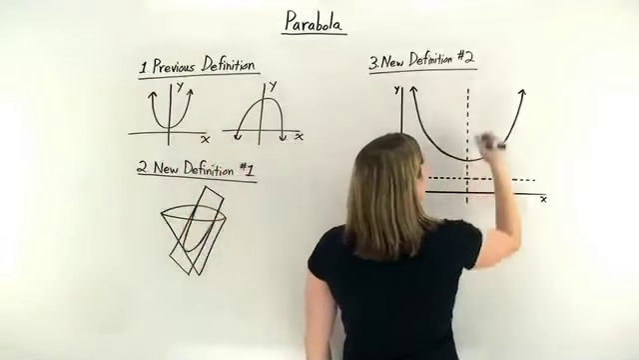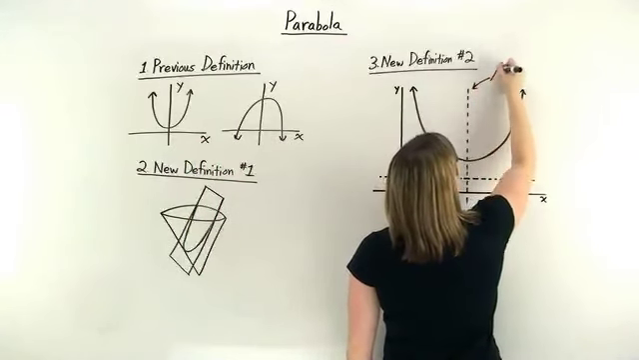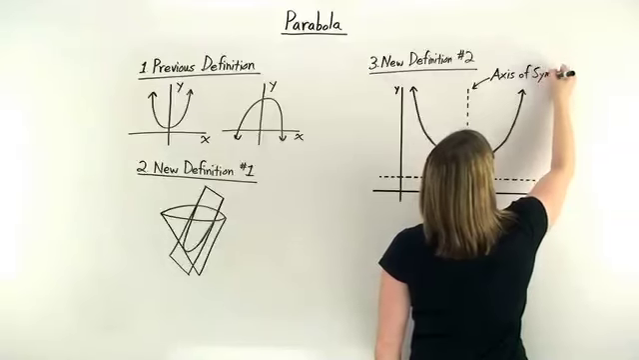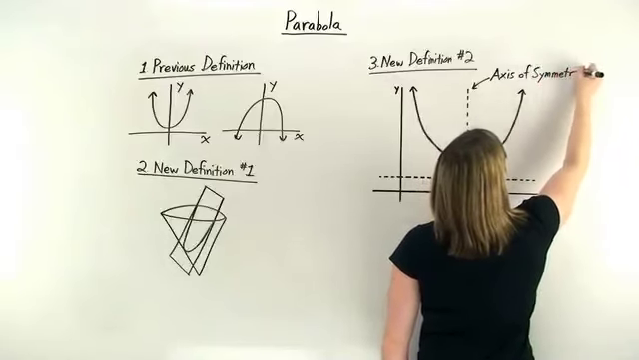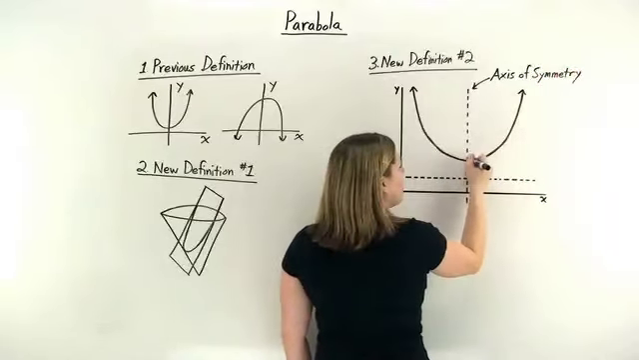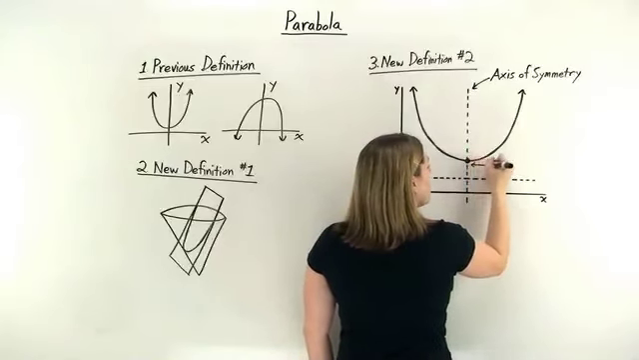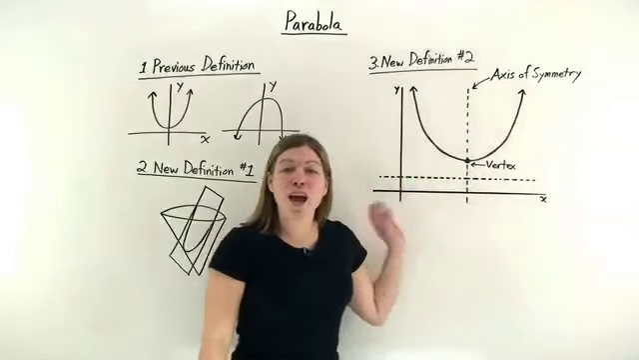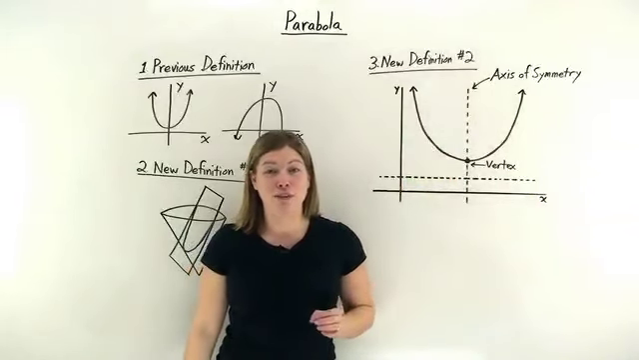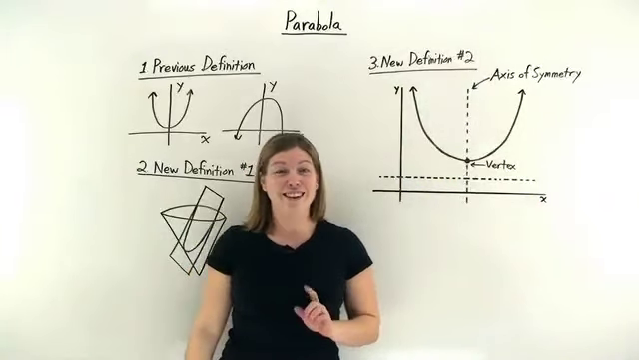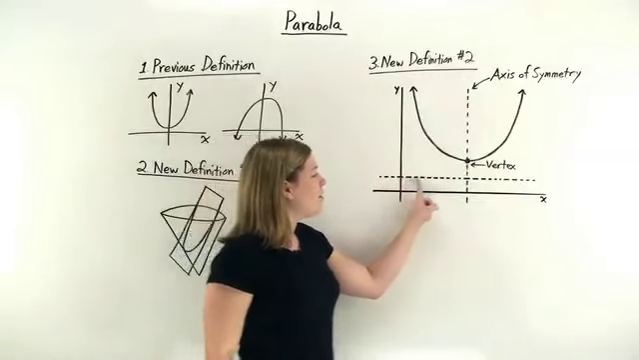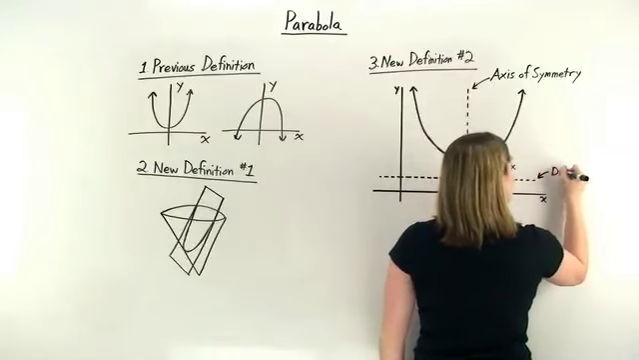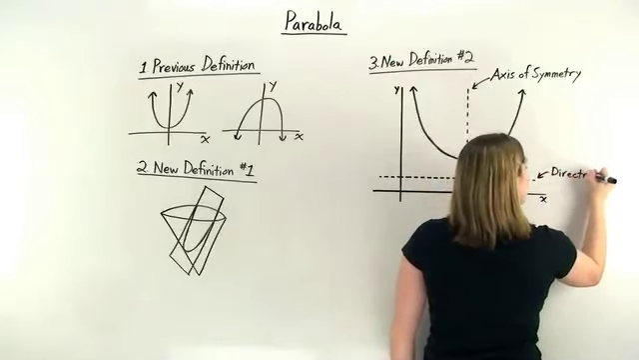This vertical line that cuts our parabola into two mirrored halves is called the axis of symmetry. Now, where the axis of symmetry meets the parabola, this point right here is called the vertex. Now, with this definition, we actually introduced a couple more terms, the focus and the directrix. Let's look at those. This line right here that runs perpendicular to the axis of symmetry is the directrix.